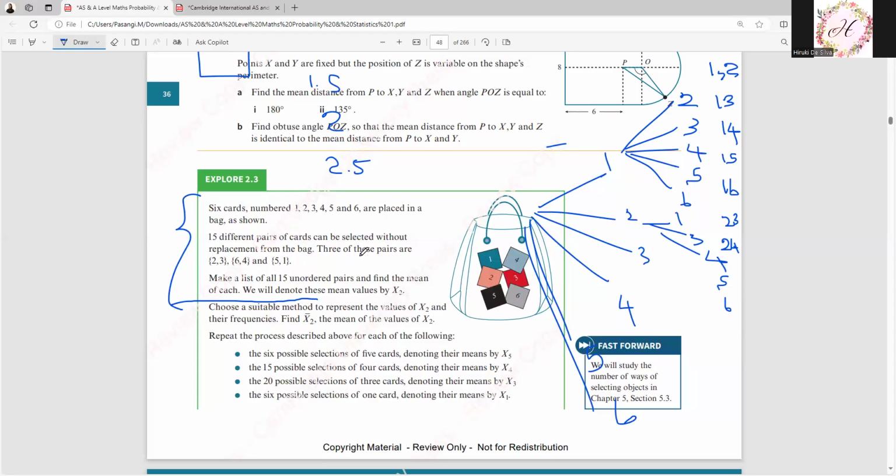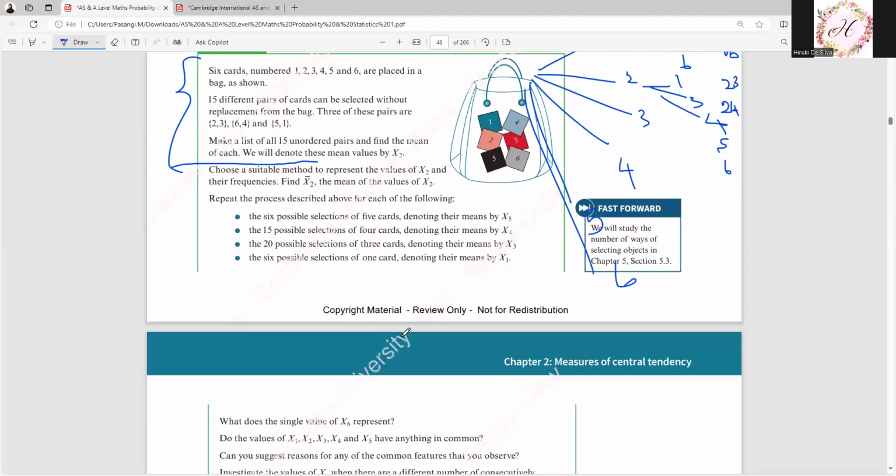Okay, I calculated the means. Okay, then the means also calculated. Now what will happen? Choose a suitable method to represent the values of x2. X2 means all these mean values. So choose a suitable method to represent the values of x2 and their frequencies. Find x2 bar, the mean of the values of x2.